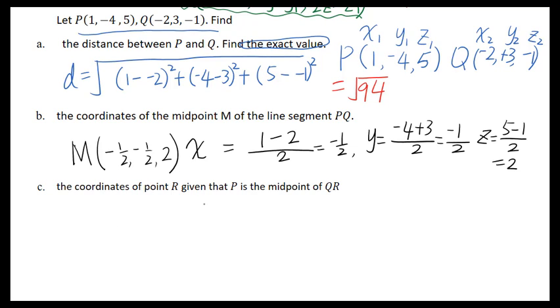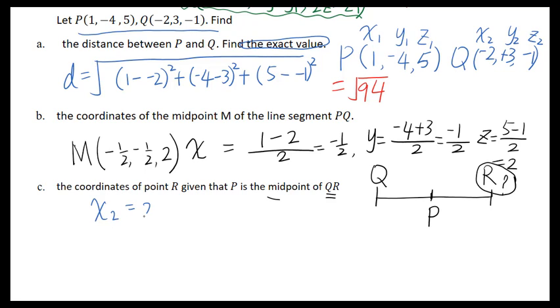For C, the coordinates of a point R, given that P is the midpoint of QR. In other words, if I have a Q, this is R, then this P is the midpoint. We are looking for this R. R is an endpoint, so we're going to use the endpoint formula. I can write down x2 equals 2x minus x1.